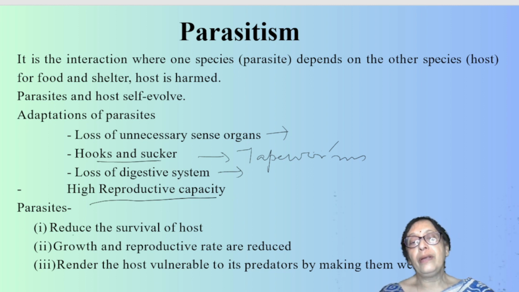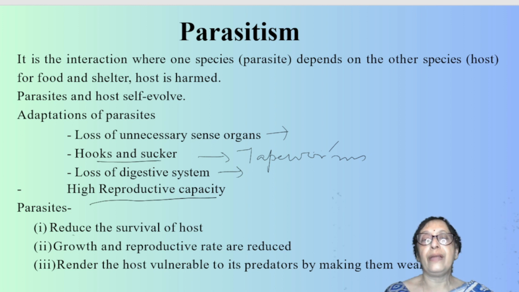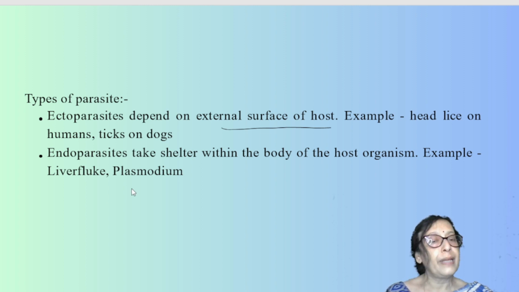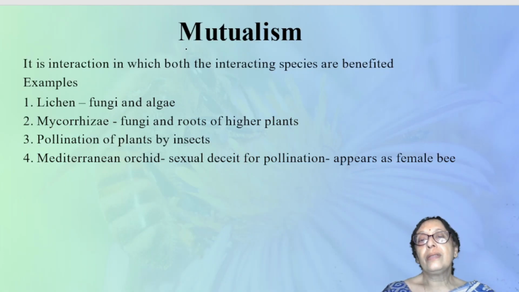Now, parasites normally reduce the survival of the host. Growth and reproductive rates are reduced, so they affect the hosts in many ways. So that is a plus-minus relationship. The parasites can be classified into two types: ectoparasites, which depend on the external surface of the host, for example, ticks on dogs, and endoparasites, which are present inside the body, for example, liver fluke, Plasmodium, and bacteria causing cholera, etc.